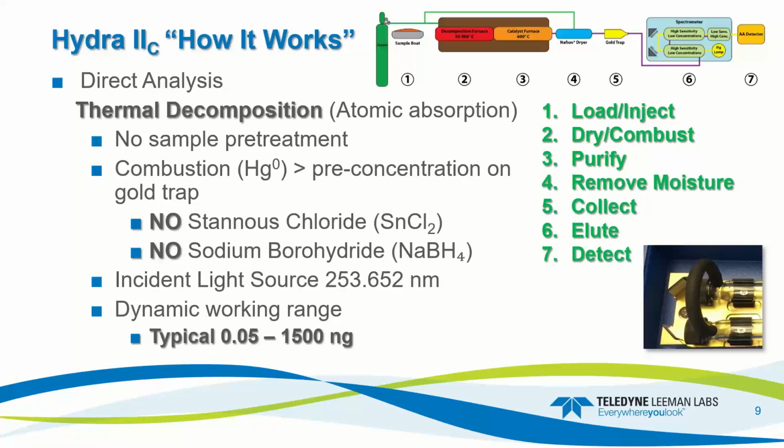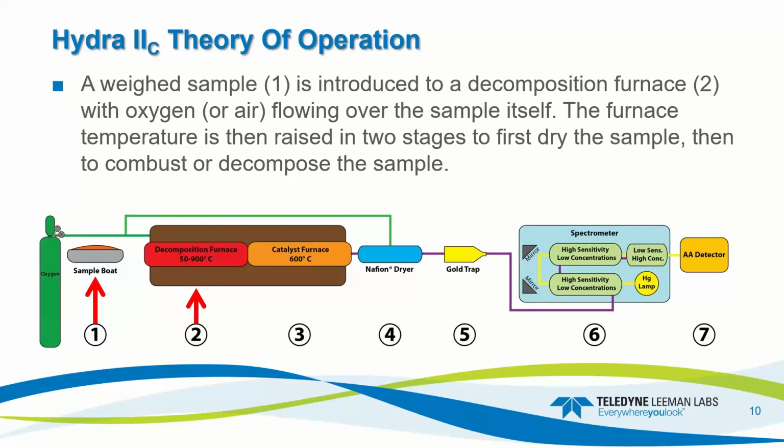Our incident light source is at 253.652 nanometers, and we have a wide working range, typically from 0.05 to 1500 nanograms. So let's go through one step at a time. First, a weighed sample is introduced into the decomposition furnace. This is typically done by an automated sequence. You can do individual manual samples as well.